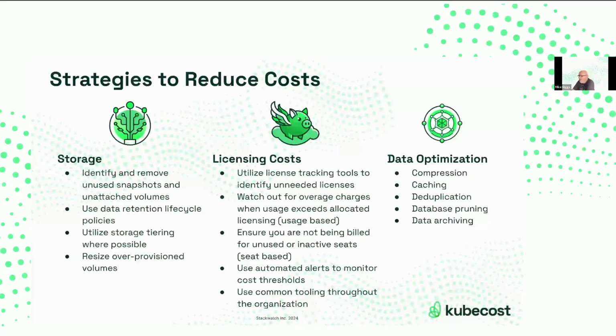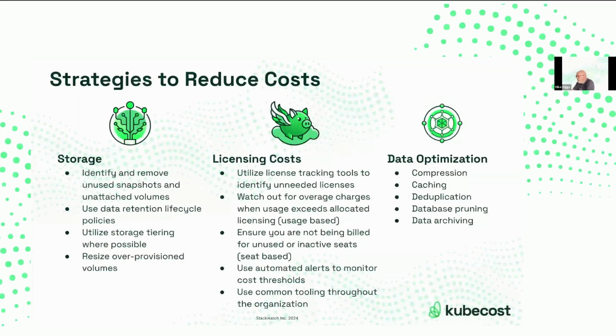And then the last couple things, again, we can use automated alerts to monitor certain cost thresholds. And the last thing here, common tooling throughout the organization. This one's kind of interesting. From my day-to-day talking to folks, a lot of times we will see different parts of an organization using different tools to achieve the same goals. Sometimes it's necessary, sometimes it's not. In those times when it's not necessary, it often will make sense. You can get a little bit better pricing, a little bit better leverage if you're using a common tool throughout the organization versus using multiple different tools.